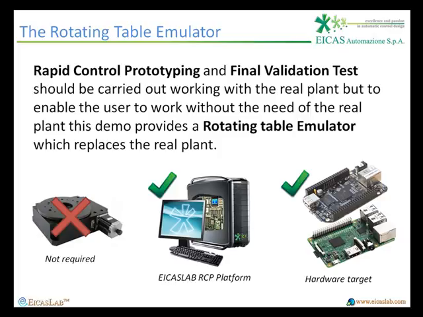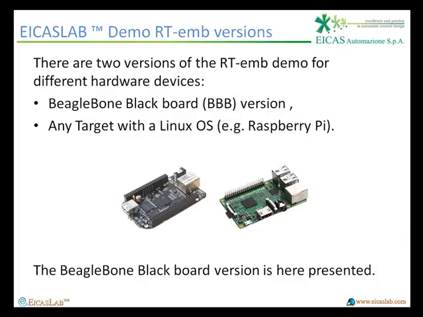As previously described, rapid control prototyping and final validation test should be carried out working with the real plant. But to enable the user to work without the need of the real plant, this demo provides a rotating table emulator, which replaces the real plant. There are two different versions of the demo. The first is dedicated to the Beagle Bone Black embedded board, and the second is for a generic Linux target such as a Raspberry Pi. This webinar presents the first one.